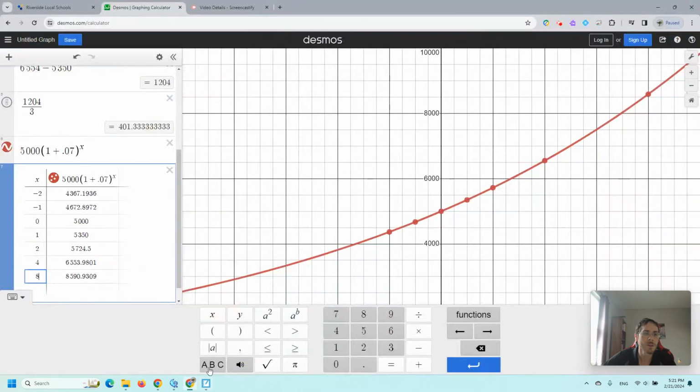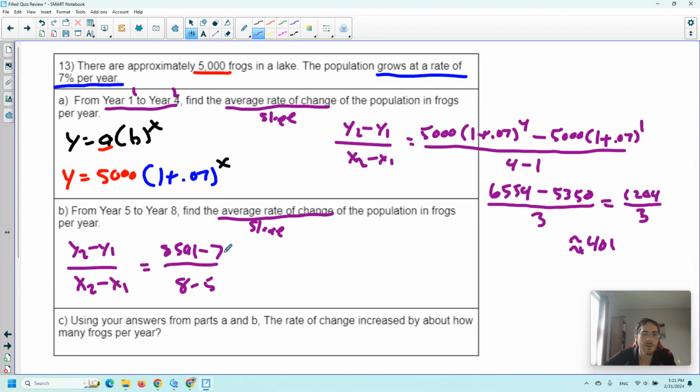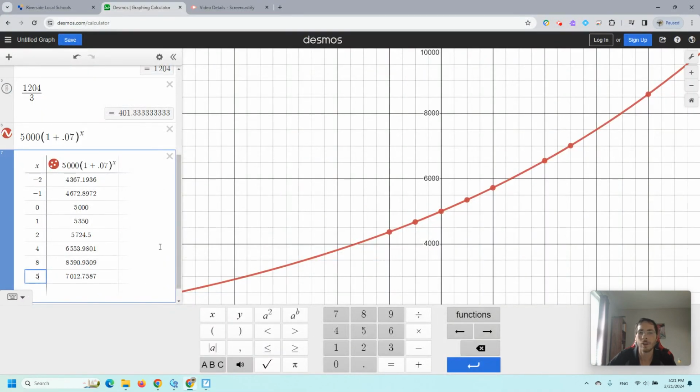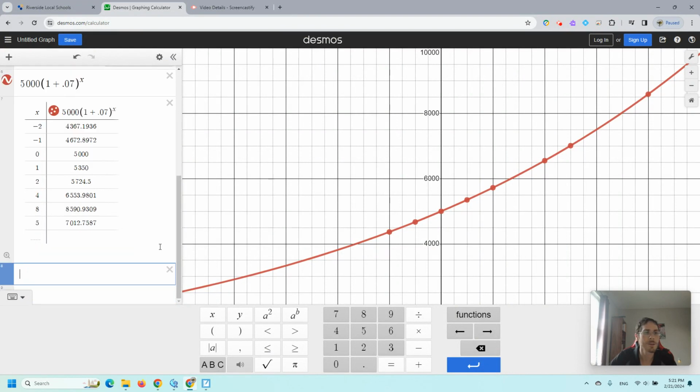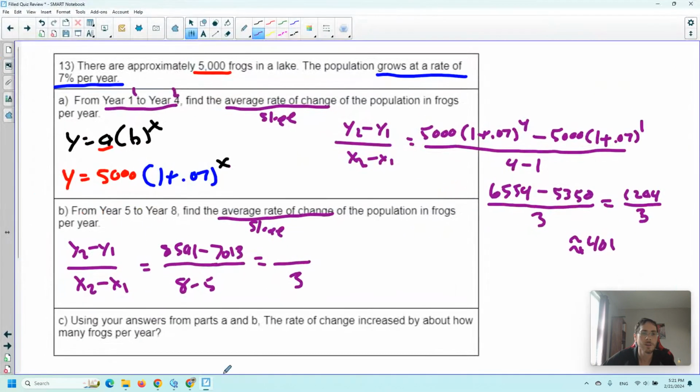For 5 years, I can just change that to a 5, or if I want, I can just make a new line, put a 5 in there. 7013. All right, so I got my number of frogs, I got my years, so we got 3 years, and we got to find out how many frogs. I gotta get out of the table now. And I can still see the numbers up there, so I can easily subtract 8591 minus 7013. So I get 1578 frogs.